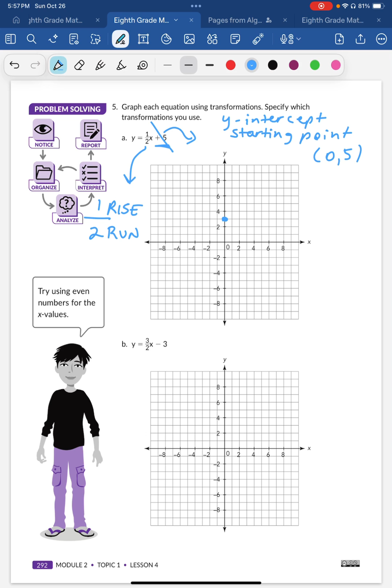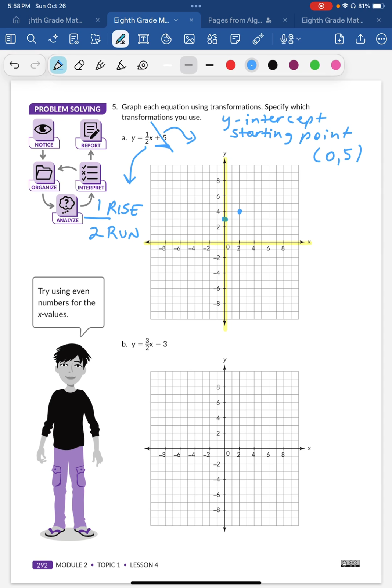Always be sure to look at your axes and see how they're counting. They're counting by twos, but there is a grid line between each one, so we can count each grid line as one. So I've got a positive slope, 1 over 2. I'm going to rise 1 and run 2, and that's going to put me right there.